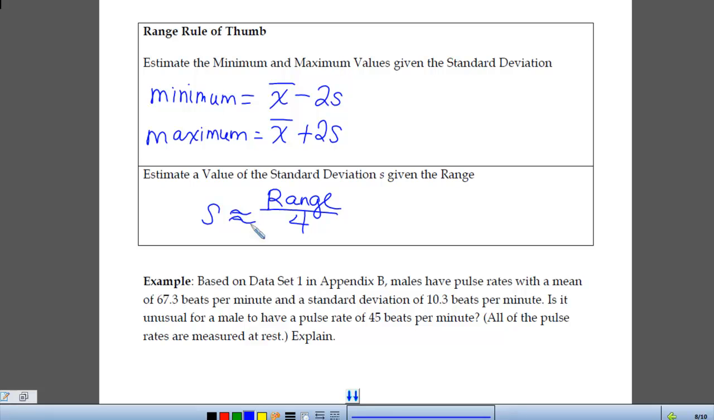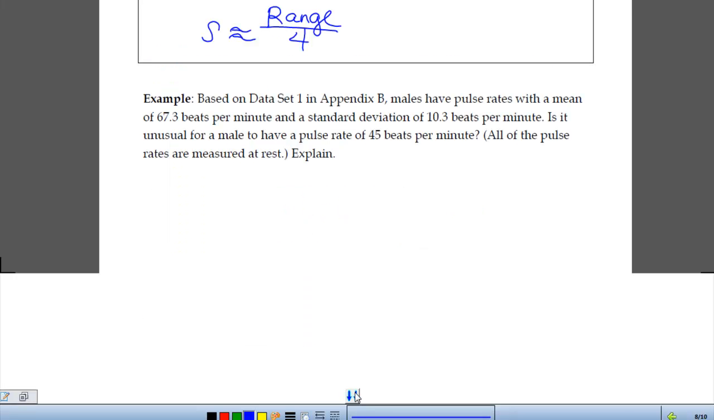Okay, so, stepping back, is it unusual for a male to have a pulse rate of 45 beats per minute? Well, we just talked about this range rule of thumb, which gives us the range of typical values, the minimum and the maximum. So I could use the range rule of thumb to find approximately the minimum and the maximum. If 45 falls in there, then we'll say yes, it's a typical value. If it falls outside of that, then we're going to say no. That's our strategy.